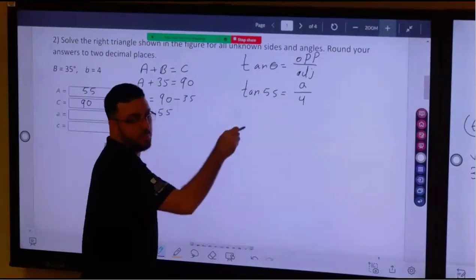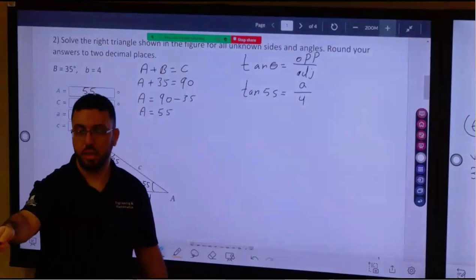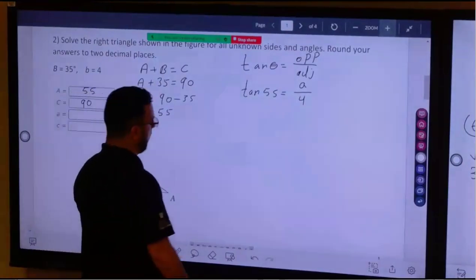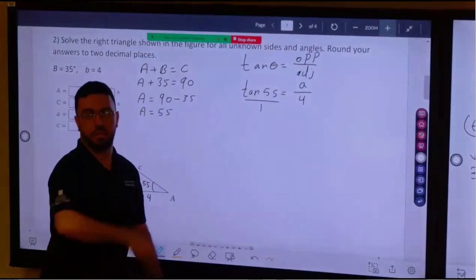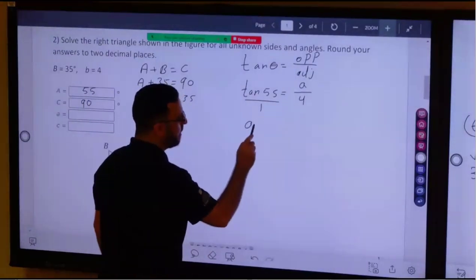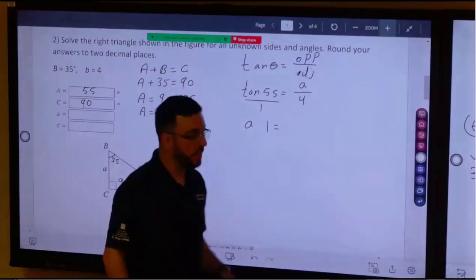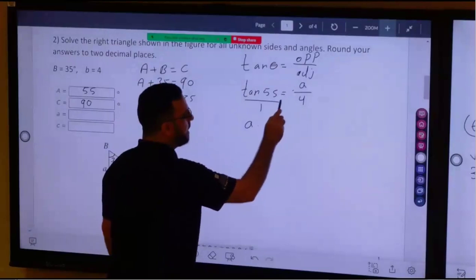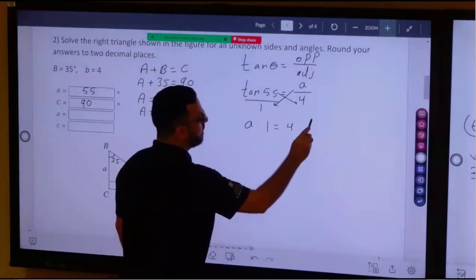Now, what's the next step? You have to isolate A, so can I write this over 1? Yeah. And do the cross multiplication. So A times 1, you have to isolate A by itself. So A times 1 equals 4 times tangent 55.